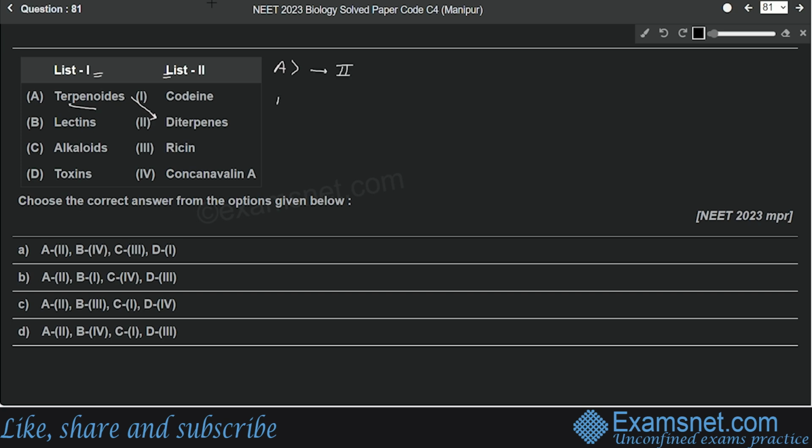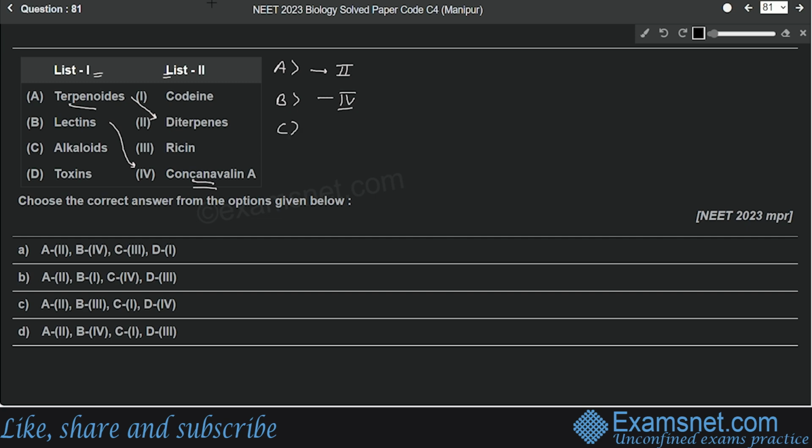Then the second one is lectins. Lectins are a type of protein that can bind specifically to certain sugars, and thus they play an important role in recognizing carbohydrates. What will be the example of lectins? Concanavalin A is the example of lectins. So B will be matched with number 4.